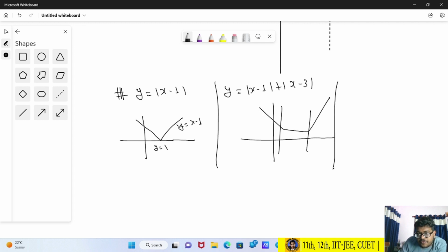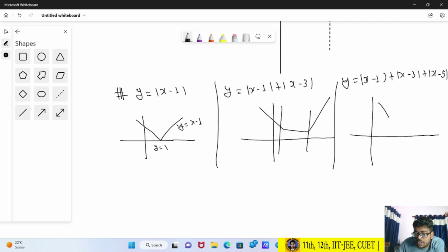Now if we take y is equal to mod of x minus 1 plus mod of x minus 3 plus mod of x minus 5, now it becomes like 3 turning points. So 1, 2, 3 and 4, so these are 3 turning points at x is equal to 1, x is equal to 3, and x is equal to 5. So this is the graph in a similar way.